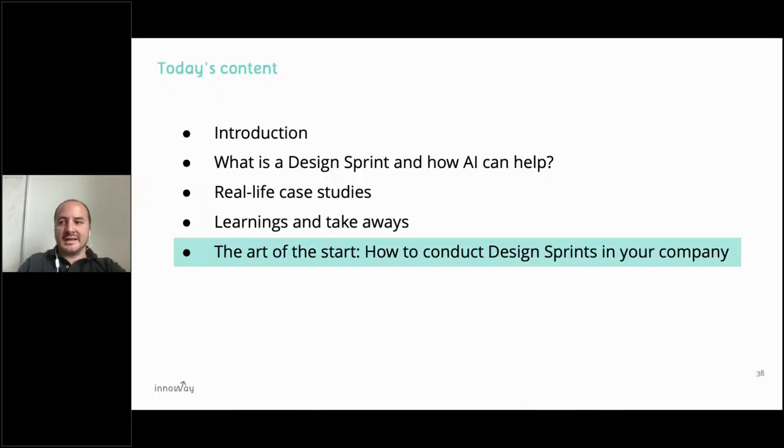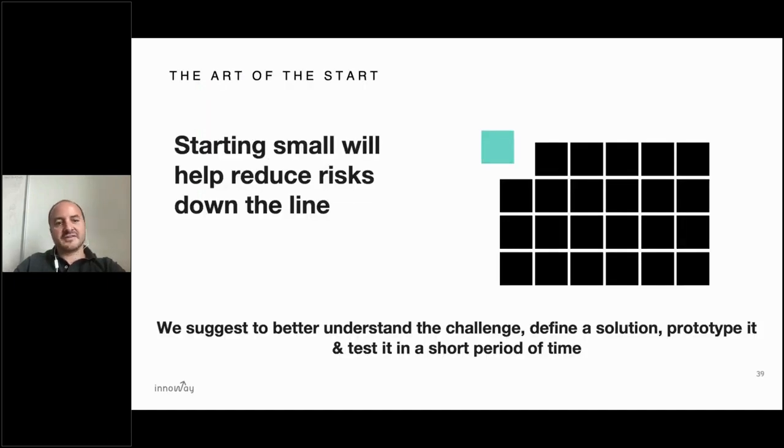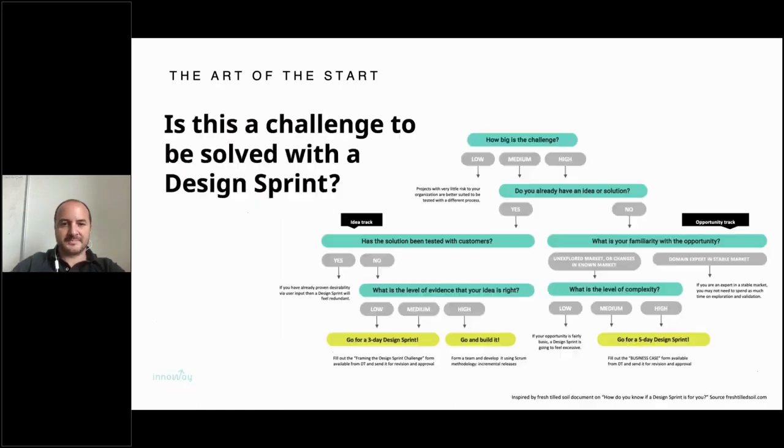So in doing so, what could be the recommendations from us to you if you want to start this in your company? The first part is start small. There have been cases where we engage with companies, and the initial challenge is very strategic, but very big. So what we start doing is break down that challenge into smaller things that can be solved with the help of the design sprint approach.